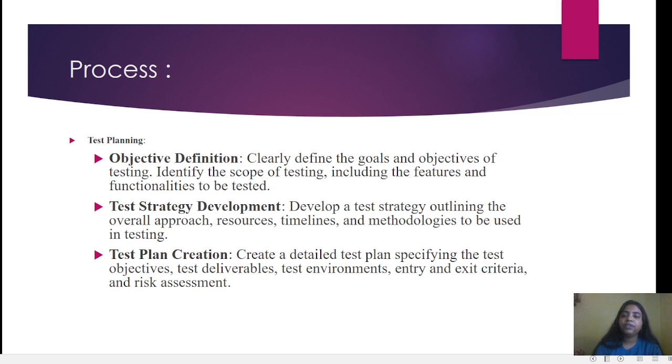Let me look over the process in test planning. We have the objective definition, test strategy development, and test plan creation. Objective definition clearly defines the goals and objectives of testing and identifies the scope of testing, including the features and functionalities to be tested. Test strategy development: develop a test strategy outlining the overall approach, resources, timelines, and methodologies to be used in testing. Test plan creation: create a detailed test plan specifying the test objectives, test deliverables, test environments, entry and exit criteria, and risk management. These all come under test planning.